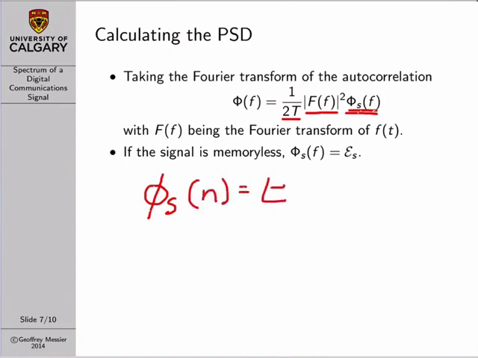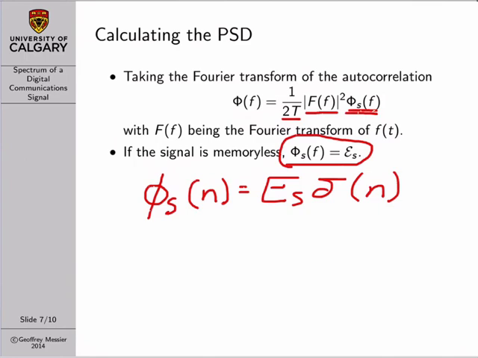And if the signal is memoryless, what that means is that the time domain expression was equal to the energy per symbol multiplied by the delta function. The Fourier transform of a delta function is just equal to 1 in this case. And so if the signal is memoryless, then the power spectral density of the signal vectors is just equal to the average energy per symbol. And so we have a very simple but an extremely important expression.